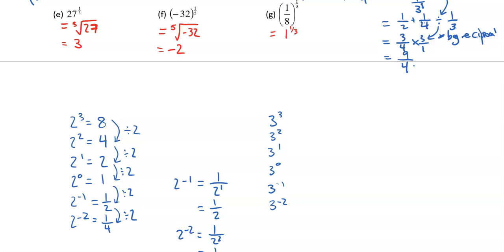And the next one here, 1/8 to the power of 1/3, is saying I've got 1 to the power of a third. Well, that doesn't matter. 1 to the power of anything is 1. And 8 to the power of a third, so it's 1 over the third root of 8. And the third root of 8 is 2. So it's 1 over 2.